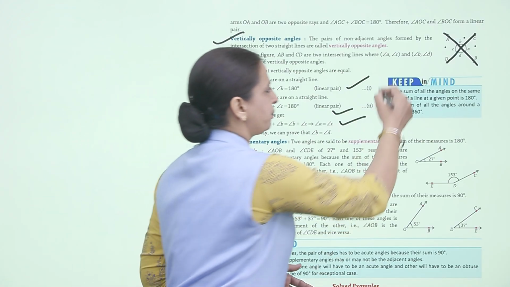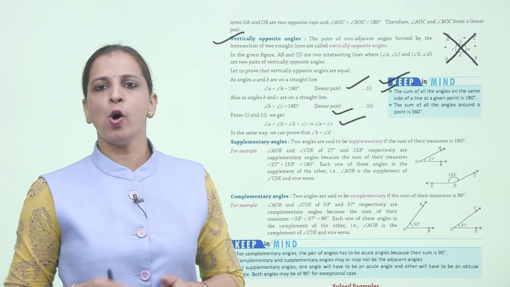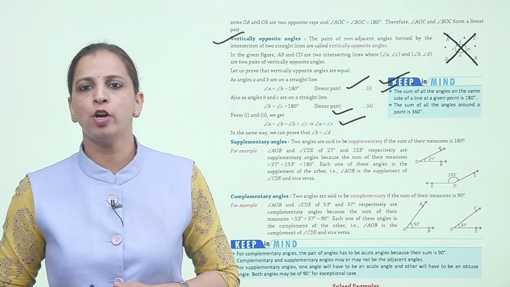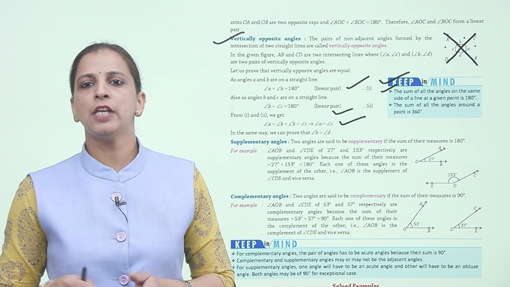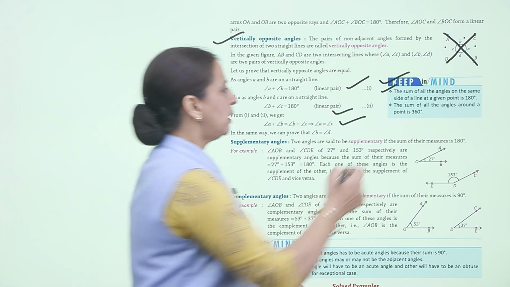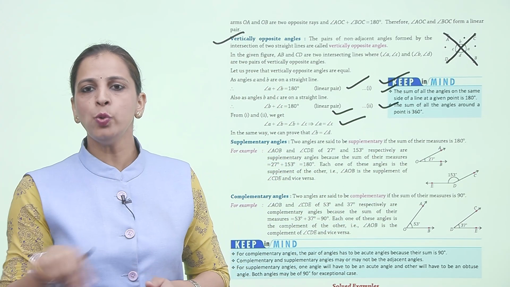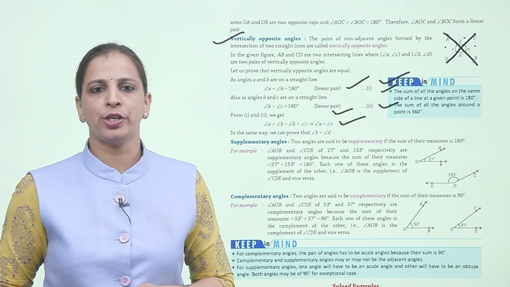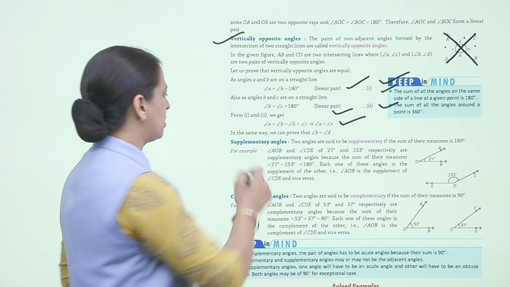Now, keep in mind, the sum of all the angles on the same side of a line at a given point is 180 degree. The sum of all the angles around a point is 360 degree. Now, next is supplementary angles.